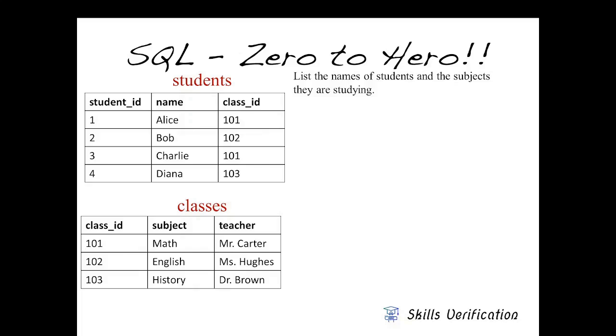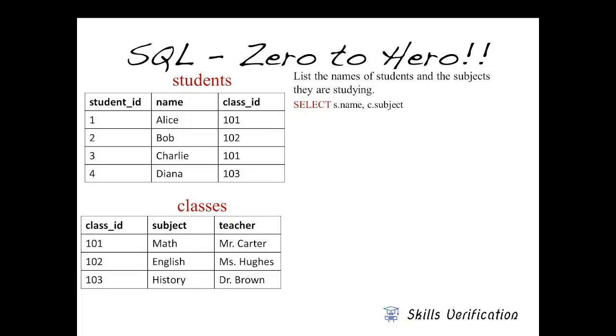Let us start by using an explicit join. Note the meaning of the word explicit. It means we actually use the word join explicitly. Note that the name is in the students table, so we can start by writing select s.name, where s is the alias for the students table. And we continue by selecting the subject from the classes table. So we write c.subject, where c is the alias for the classes table.